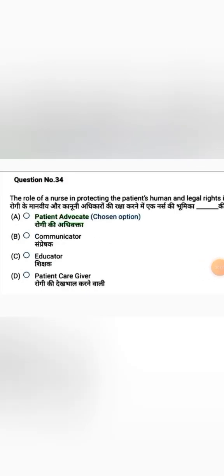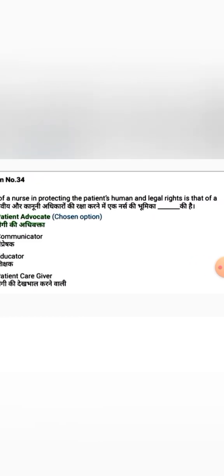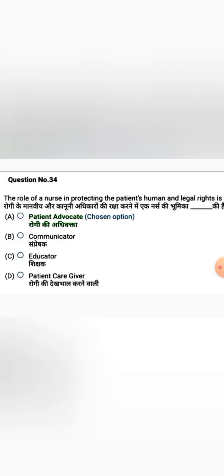Move on to the next question. The role of a nurse in protecting the patient's human and legal rights is that of a. Options. Option A, patient advocate. Option B, communicator. Option C, educator. Option D, patient caregiver. As a nurse, she is protecting the patient's human and legal rights, so she acts as a patient advocate. Option A is the correct answer.